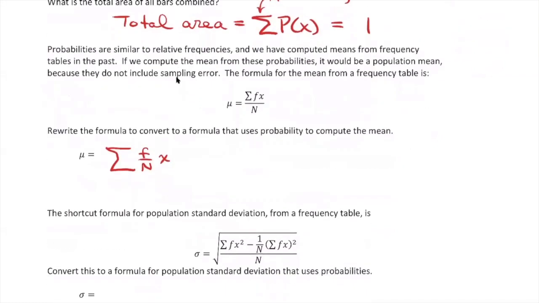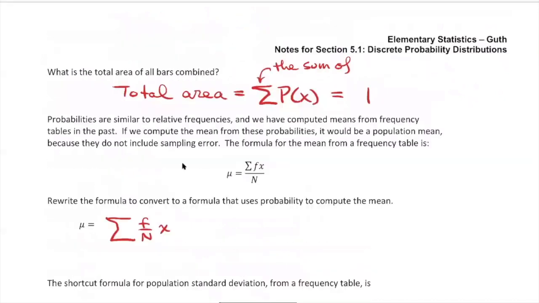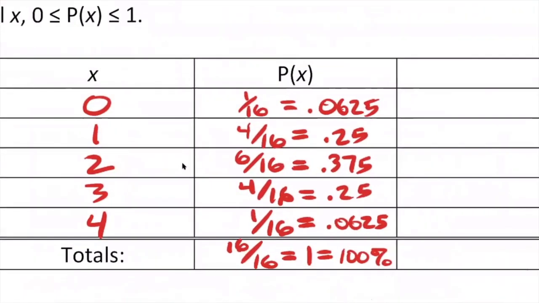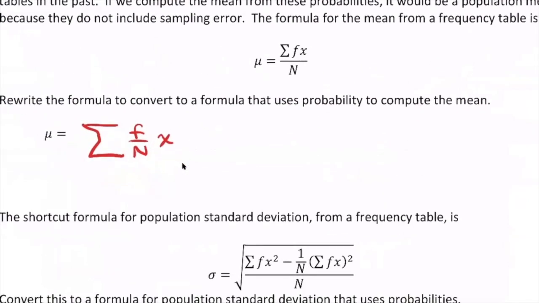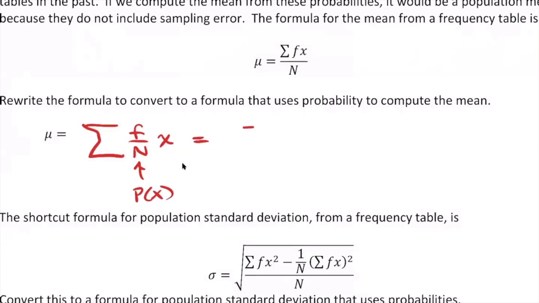When you think about F over N, that's just a relative frequency. A relative frequency is the number of times something happened divided by the total number of outcomes. So F over N, that was what we did with all of these up here. 1 out of 16, because there was only one way to do it out of a total of 16 outcomes. For one head, there were 4 out of 16 ways. Those are all relative frequencies, 4 ways divided by the total number of outcomes. So when I say F over N here, F over N is just P of X. So the mean for a probability distribution is just X times P of X.